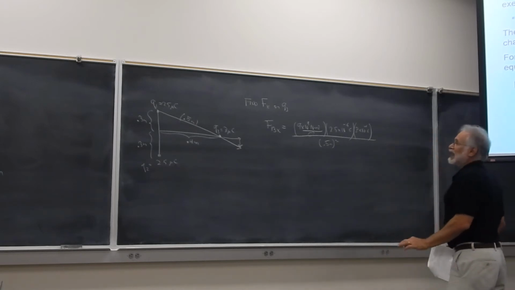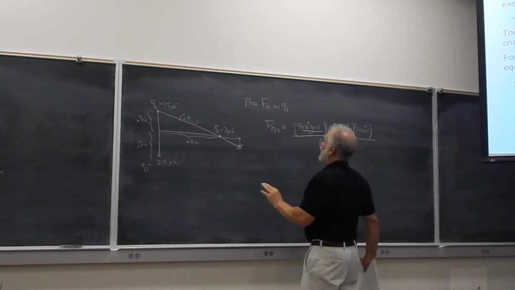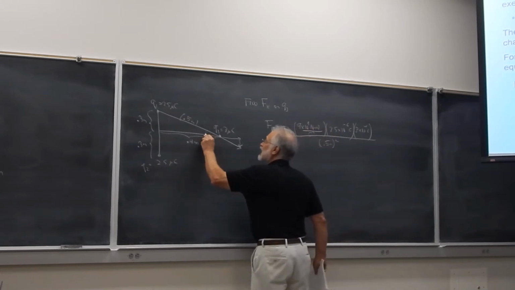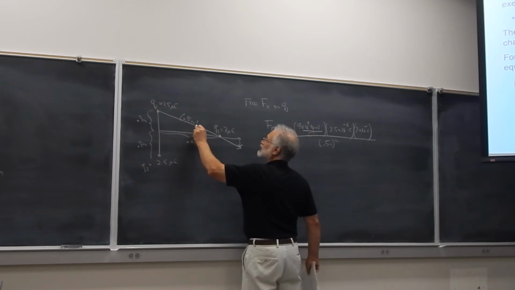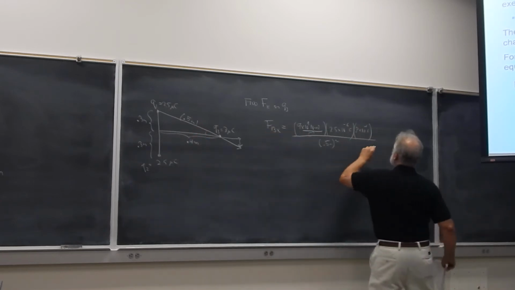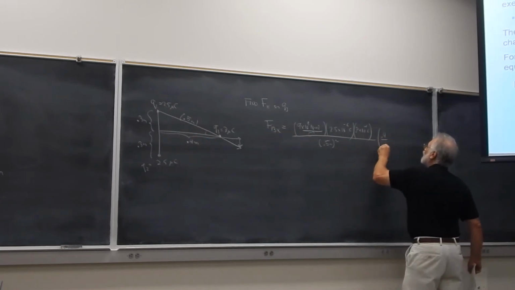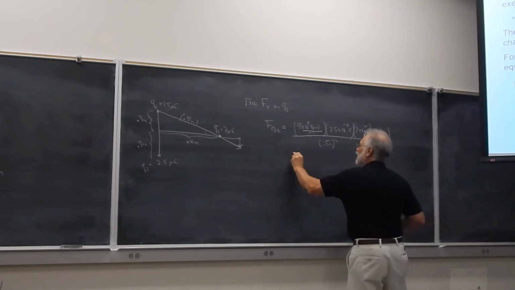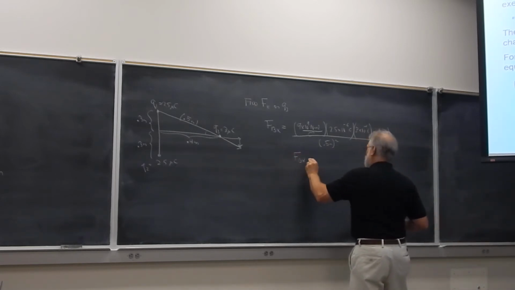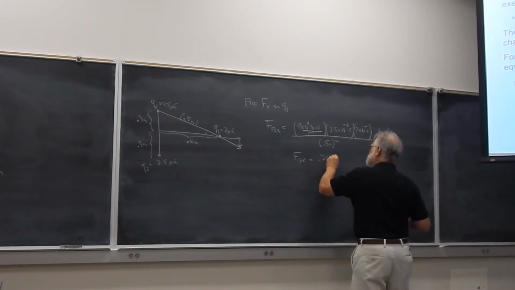And I multiply by the cosine of this angle. Well, the cosine of this angle is, of course, the adjacent over the hypotenuse, so it's going to be multiplying 0.4 over 0.5. When I put all that together, F13x is going to be equal to 0.216 newtons.